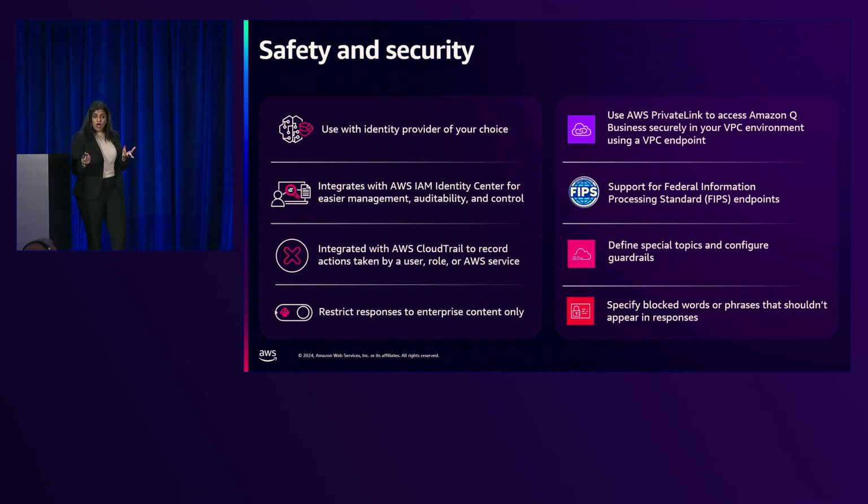Then we are also integrated with AWS PrivateLink so that you can access Amazon Q Business securely inside your VPC environment within your VPC endpoint. We also support FIPS, Federal Information Processing Standard endpoints, for highly regulated workloads. We integrated with CloudTrail so that all the activity is logged, and you can go in and audit and get traceability of everything your users are trying to do.